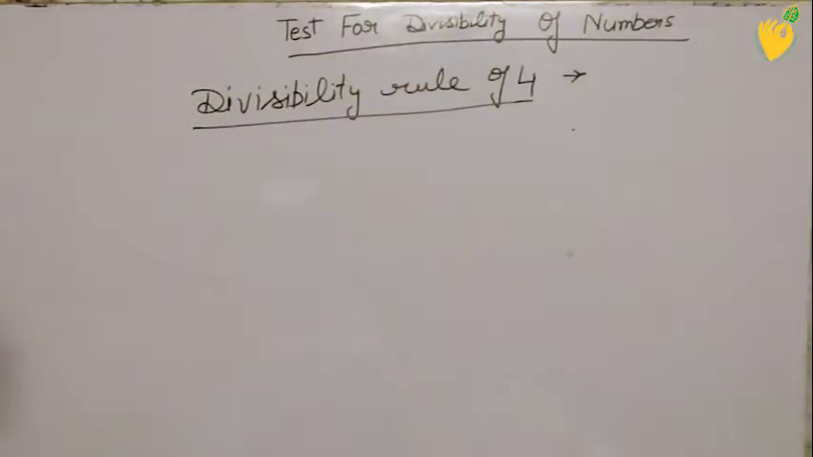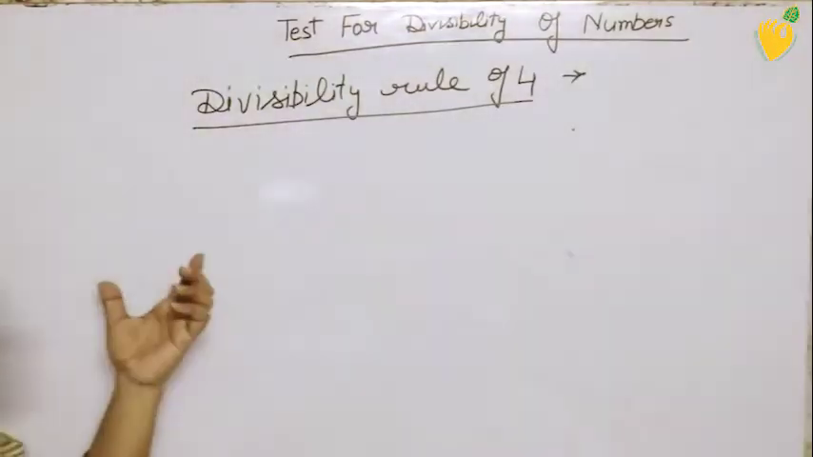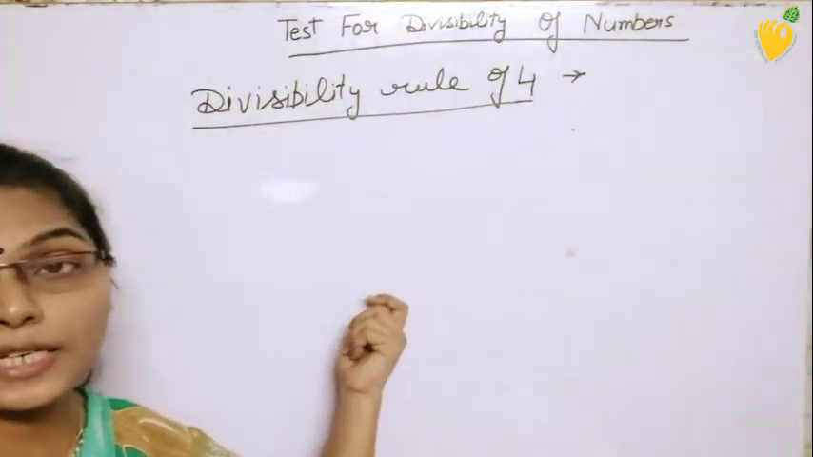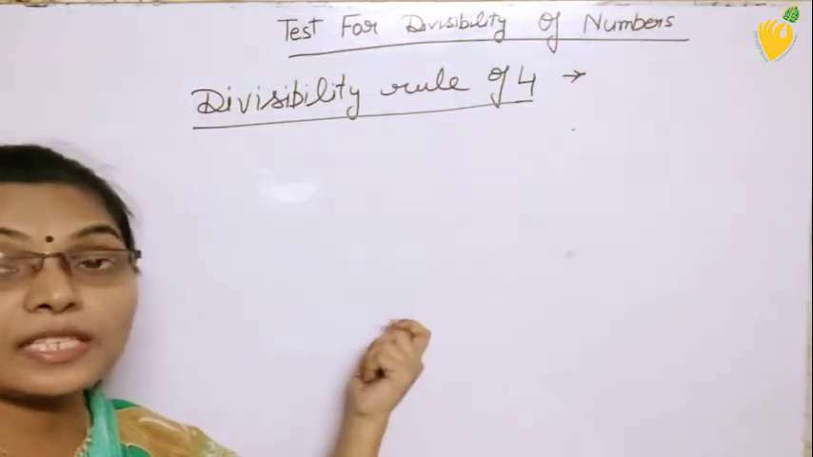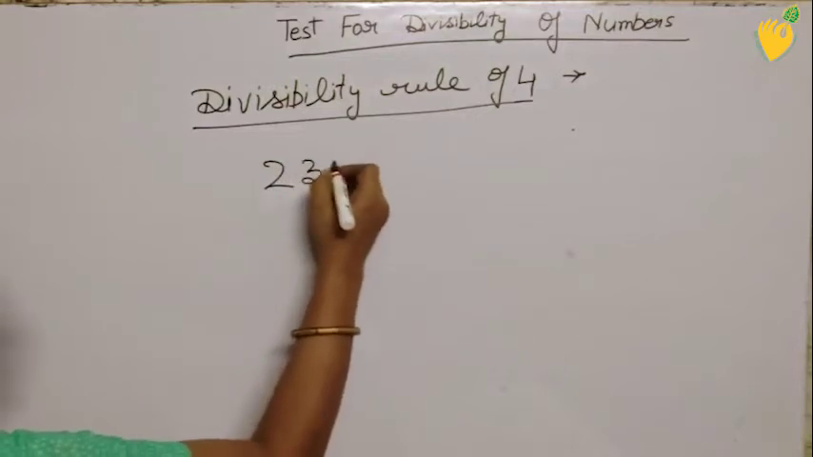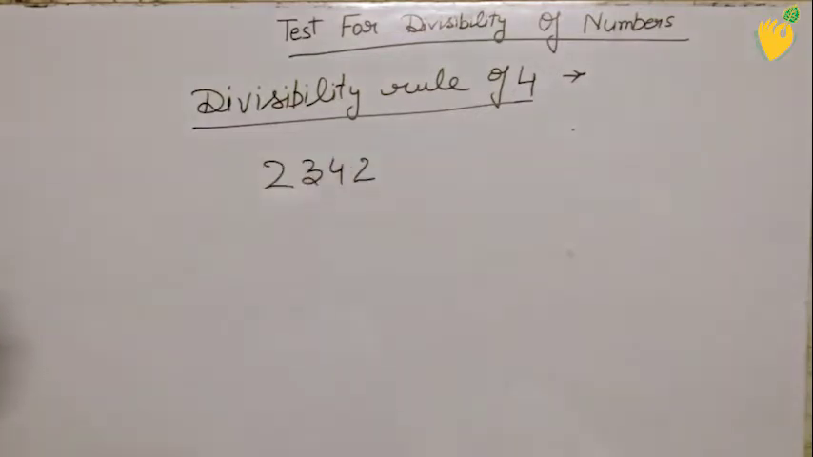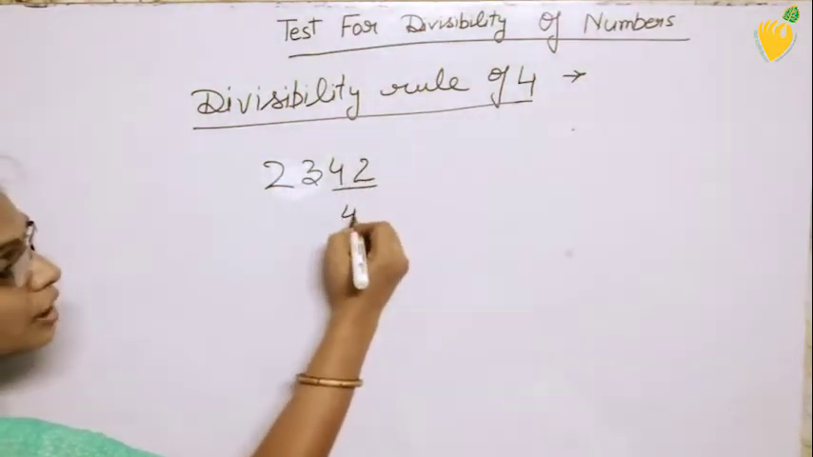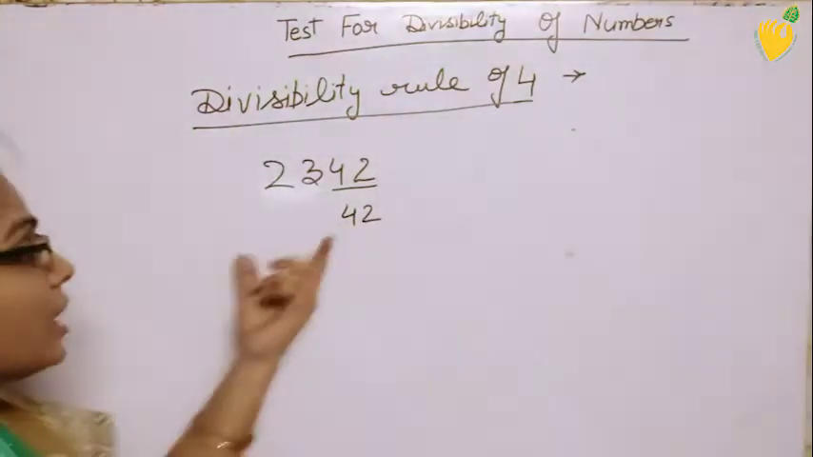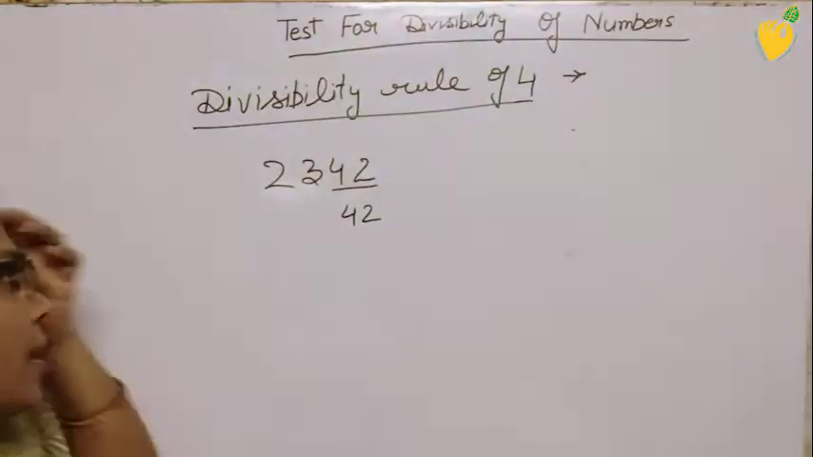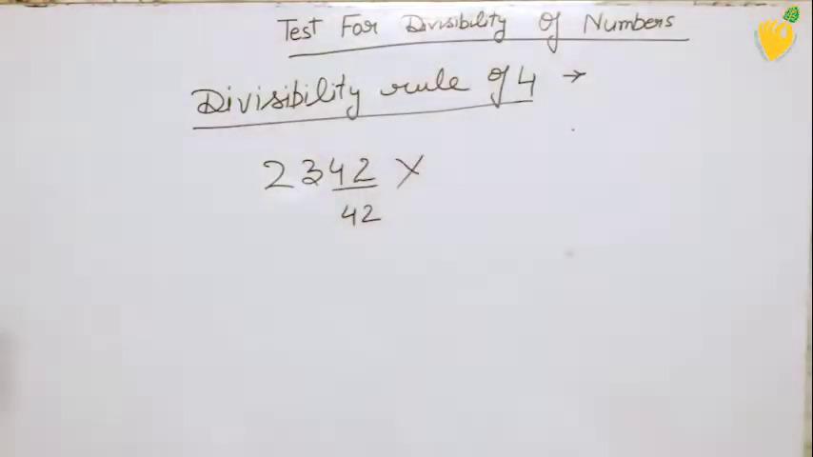Now divisibility rule of 4. What is it, students? A number is divisible by 4 only and only when the number formed by taking the digits at tens place and unit place is divisible by 4. See one example. 2342. So what is the rule, students? The number formed by taking the digits at ones and tens place is 42. Now you have to check, is this number divisible by 4 or not? No, it is not exactly divisible by 4. So this number is not divisible by 4.